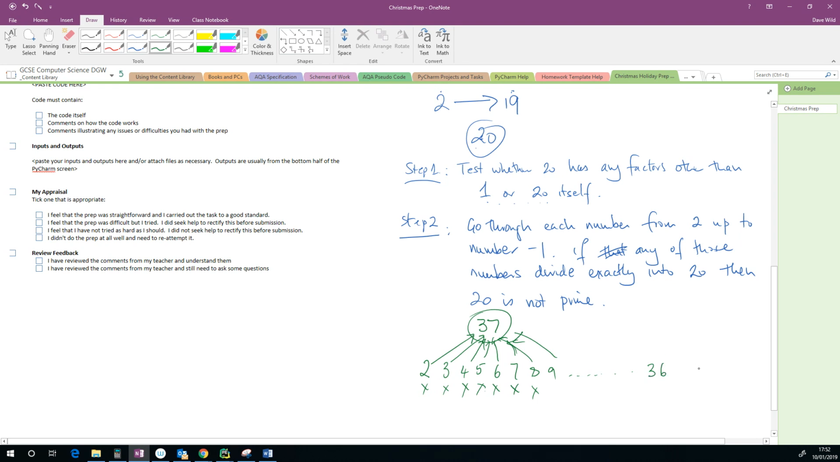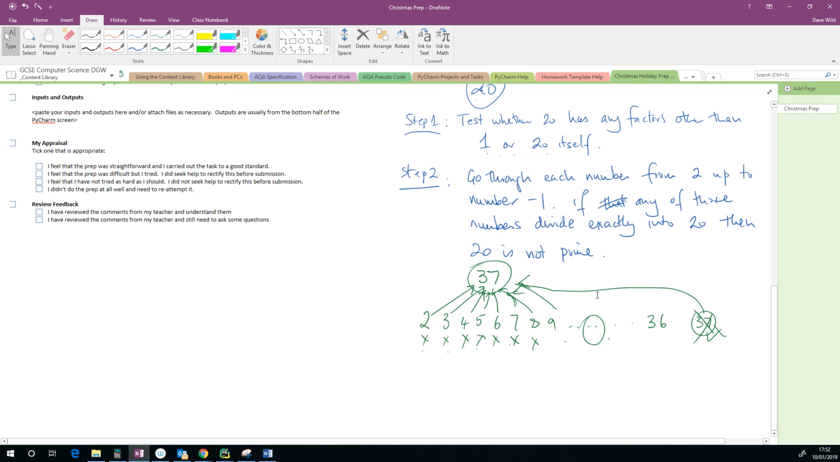Why do I stop at 36? Well, 37 definitely does divide into 37, so I don't want to include that 37, because that will always be the case, that 37 divides into 37, or 20 divides into 20, or 60 divides into 60. So I want to check every single possibility here until such time till I get to a number that divides exactly.